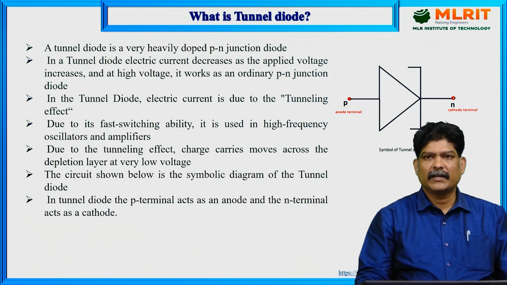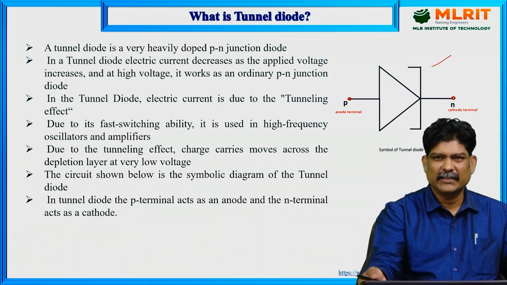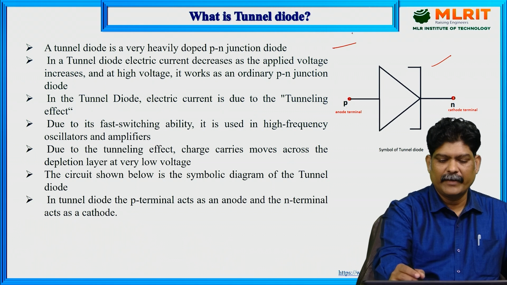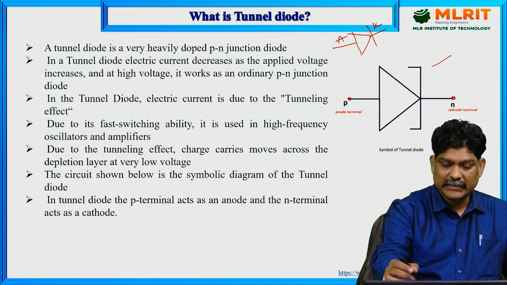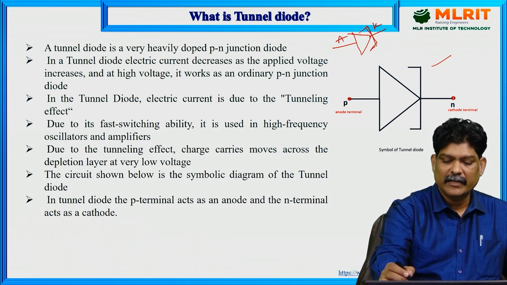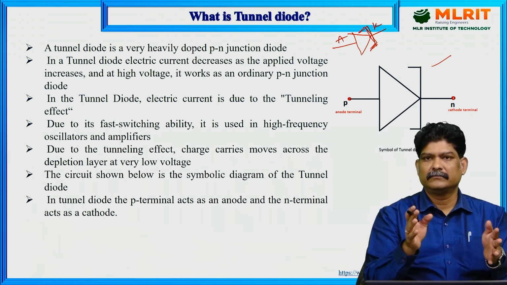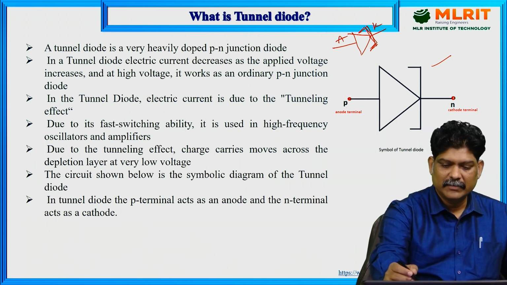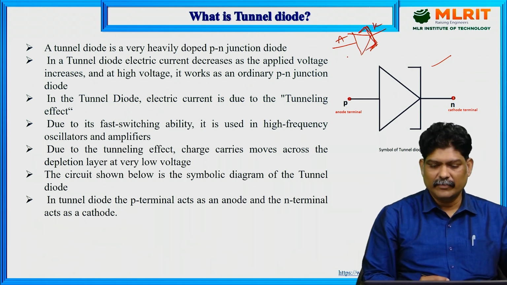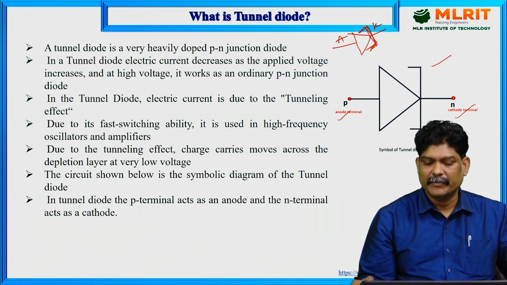So what is a tunnel diode? This is the symbol for a tunnel diode. It is similar to a normal PN junction diode, with anode and cathode, but here we add a T for tunnel. Tunnel refers to the relation between two barriers, so we can represent the tunnel diode like this, with the anode as P-type material and the cathode terminal.